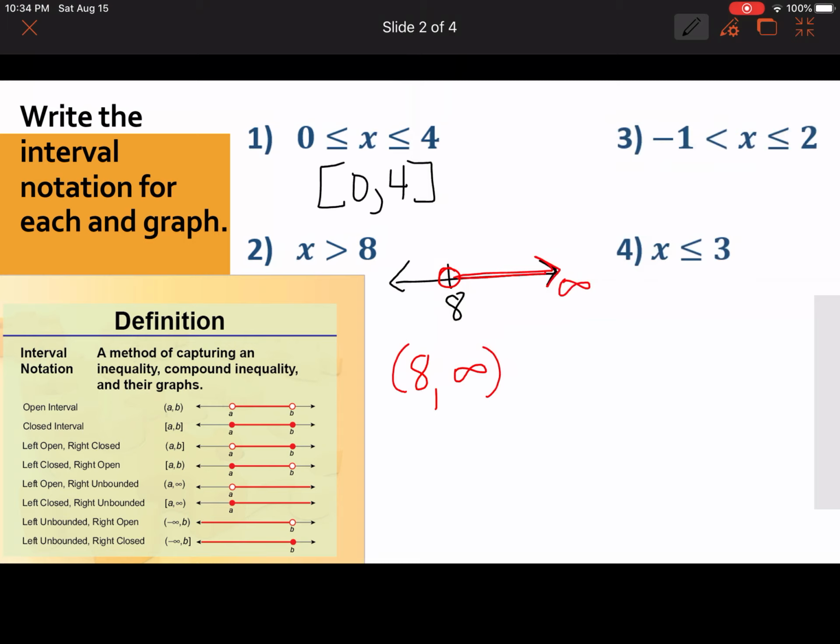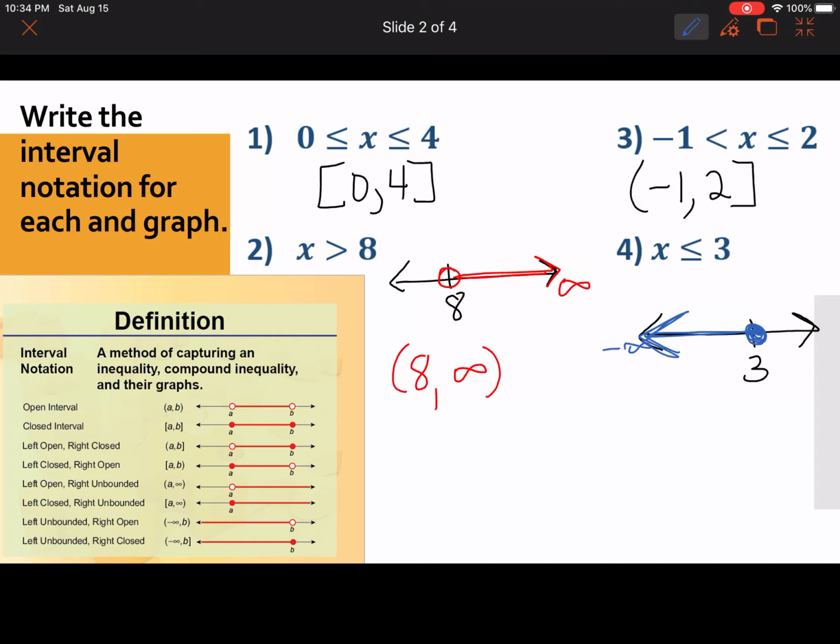Question 3 is also in between two numbers. So x is greater than -1, but is less than or equal to 2. So -1 gets a parentheses and 2 would get a bracket. Lastly, question 4, x is less than or equal to 3. So it is a closed circle on the 3, and it's coming from negative infinity.